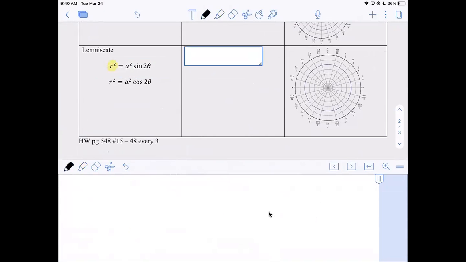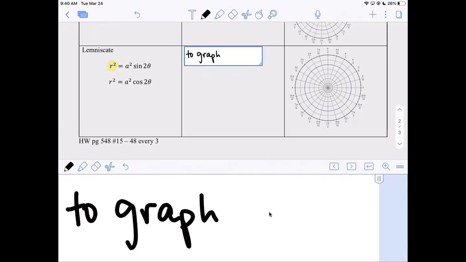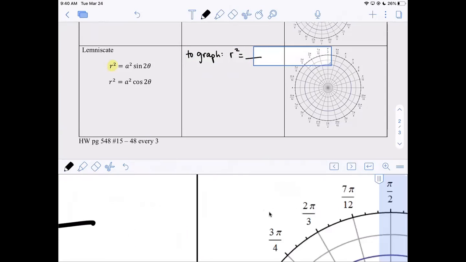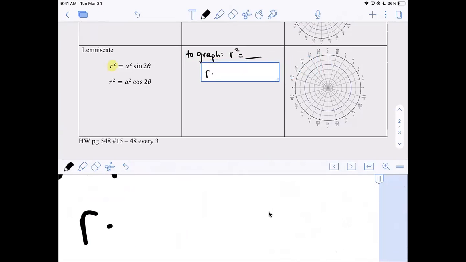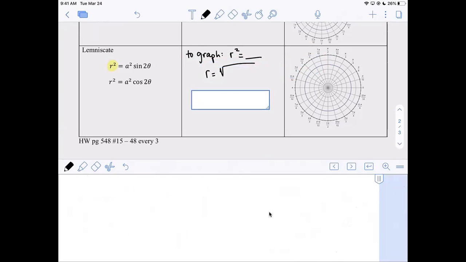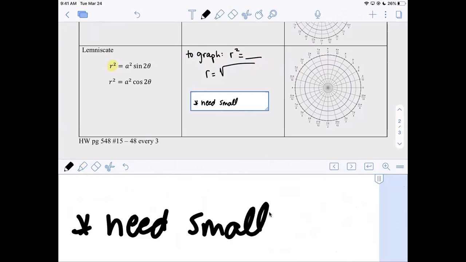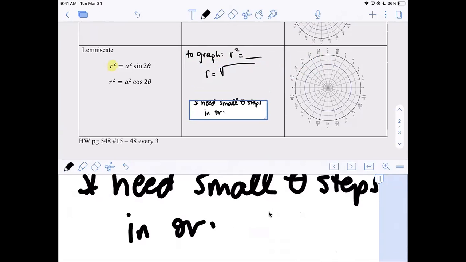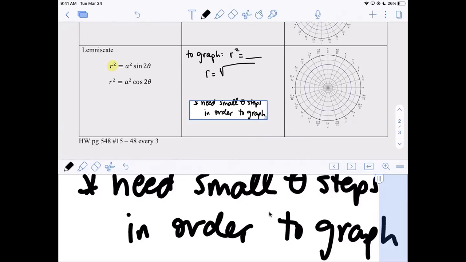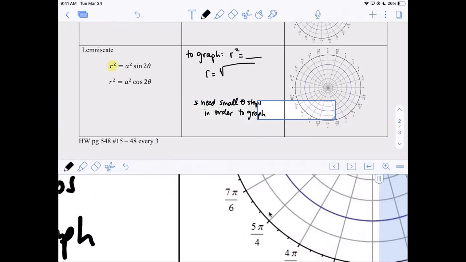In order to graph it, if you notice when we go to the graphing calculator, it doesn't give you an option of R squared equals blah, blah, blah, right? So in order to figure that out, we have to do R equals, and we have to take the square root of the other side. So even though the equation doesn't say square root, we're going to have to use it. And then the other thing is we're going to need small theta steps in order to graph. But you'll see that in a little bit, what I mean by that. That's a special thing on our window. I just want to bring it up that we're going to have to look at it, and we haven't had to look at it before.